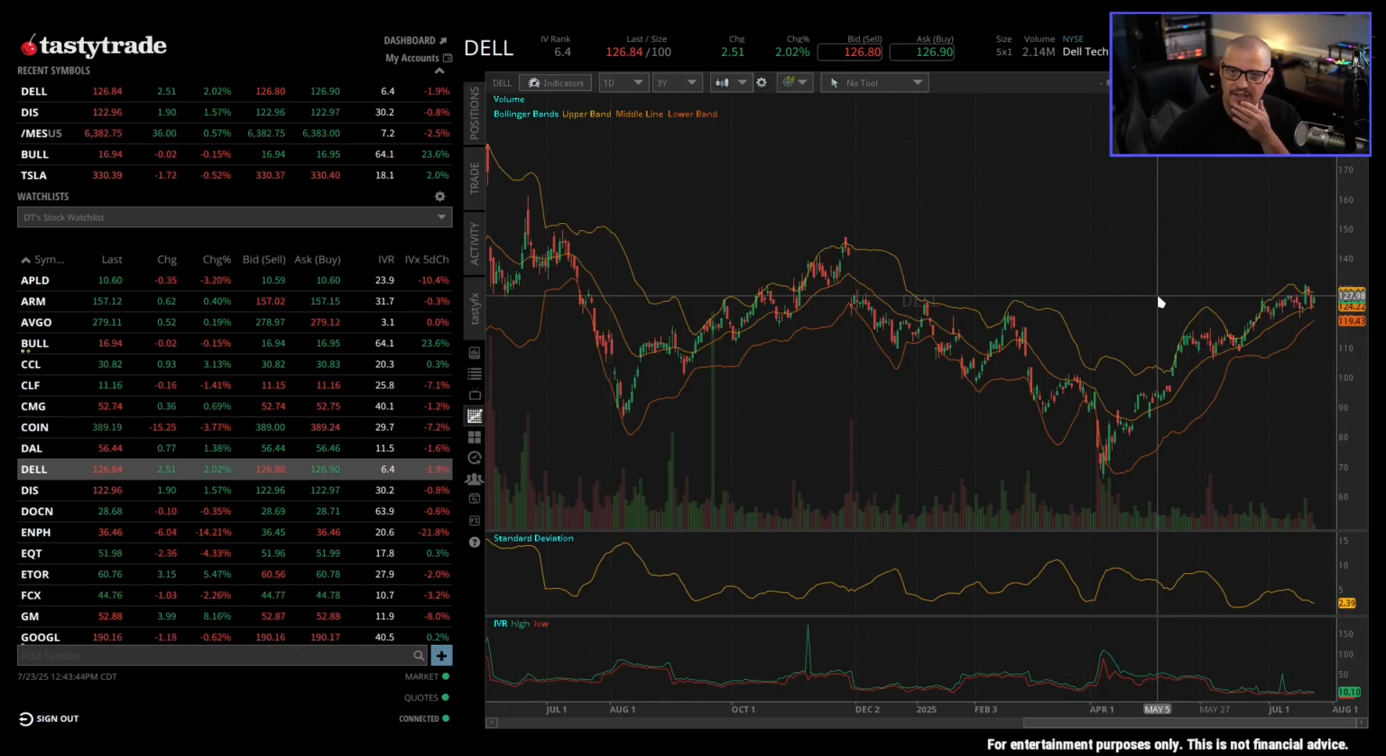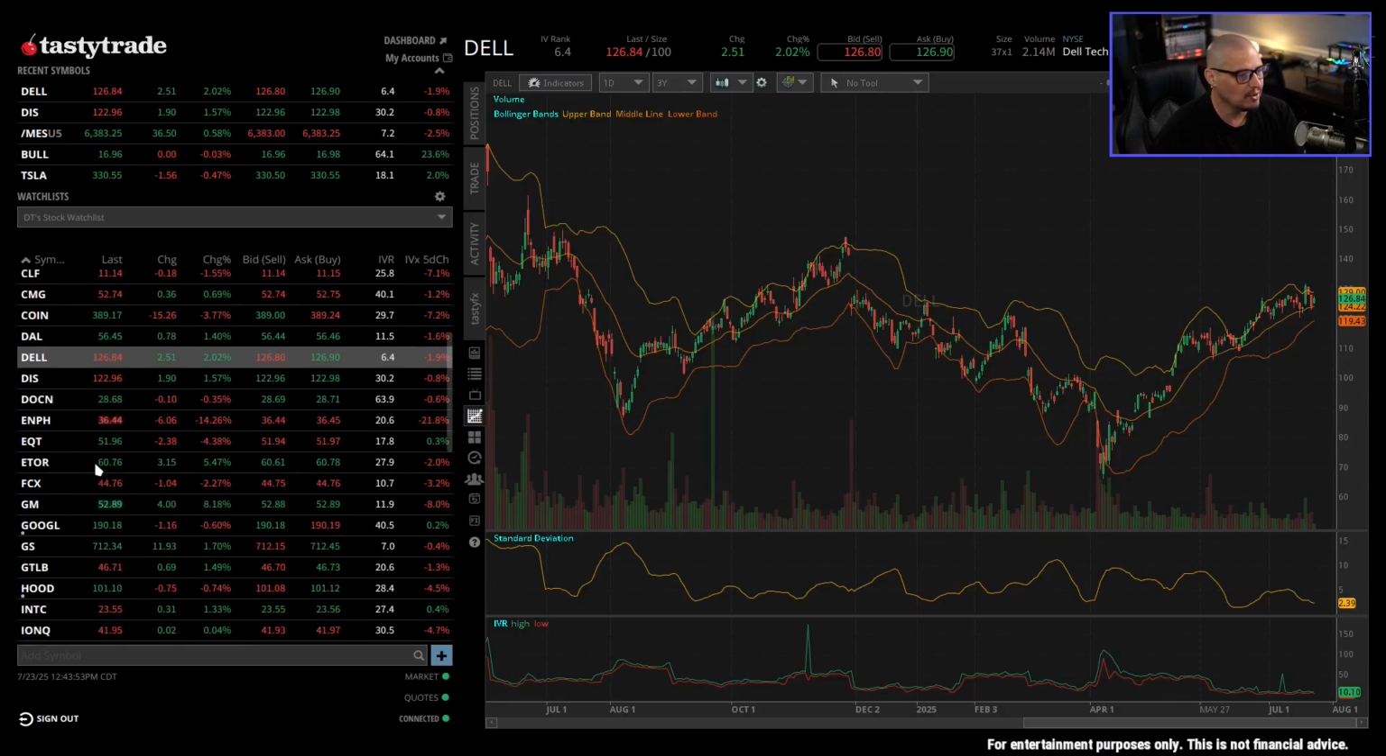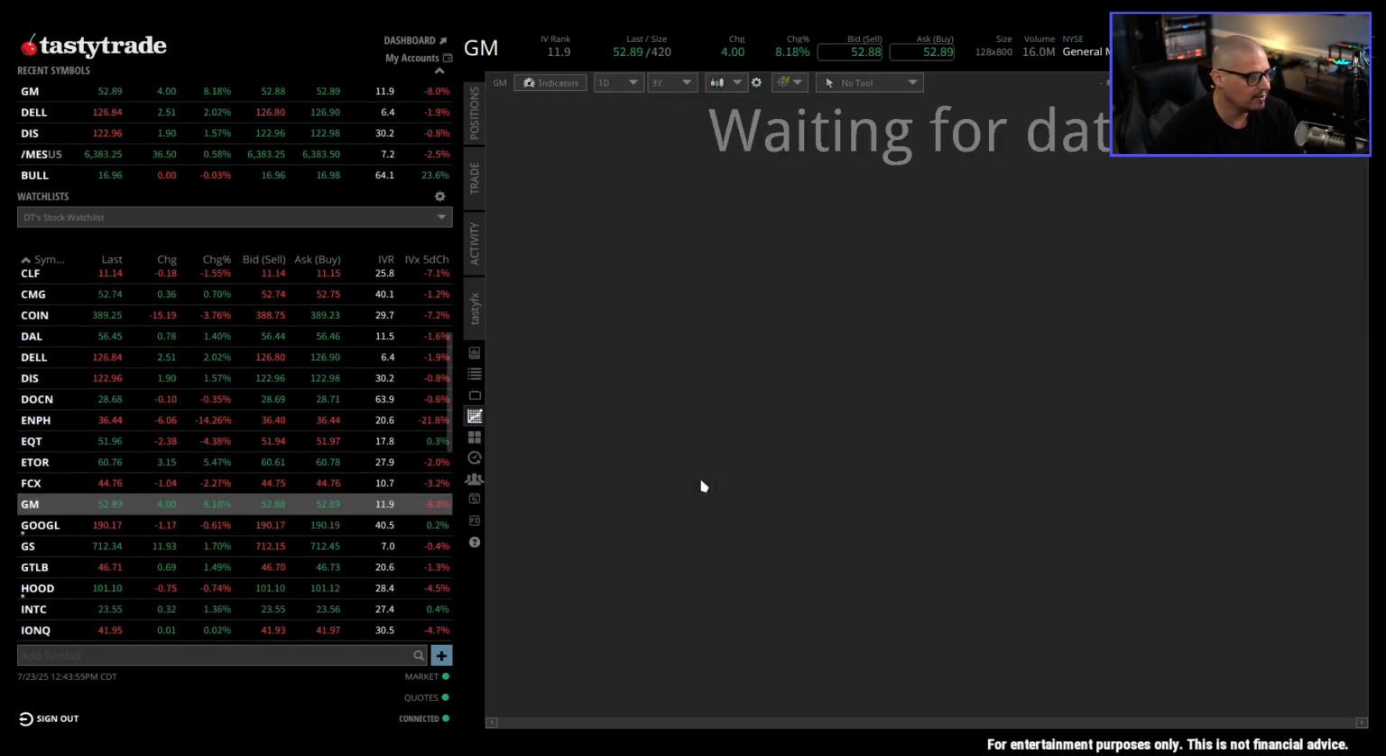Typically, since I don't have a direction and IV rank is low, I couldn't sell a strangle in this. I would just go find something else to trade. So that's exactly what I'm going to do. This is the process here. I'm just going to go through and find something else.